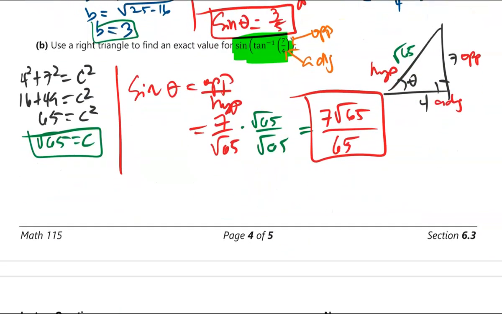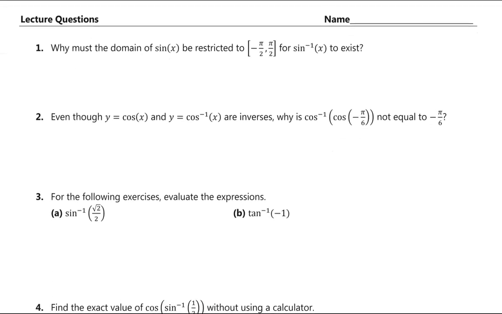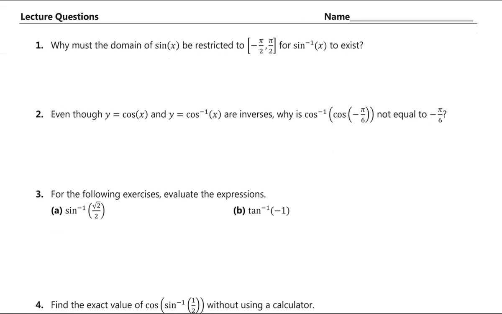Okay, let's use some lecture questions here. Why must the domain of sine x be restricted to negative pi over 2 to pi over 2 for inverse sine of x to exist? The simple answer for that is to be 1 to 1.